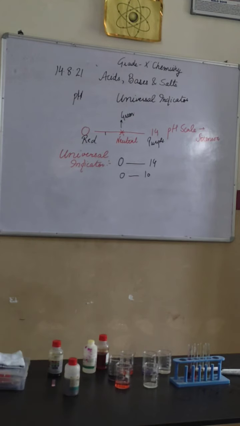Okay. We have discussed universal indicator. I have shown you different colors with different mediums, and we can calculate the pH also. Next, I have shown you phenolphthalein and methyl orange indicator. Okay, my dear students.